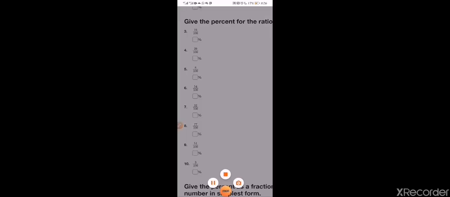Give the percent for the ratio. Here you have a fraction or a ratio, which is number 3, 16 over 100. Can you make it percent? Yes, so simple. Take the numerator. Why did I just take the numerator? Because I watched the denominator, I find it's 100, so it means my percent is just ready for me.